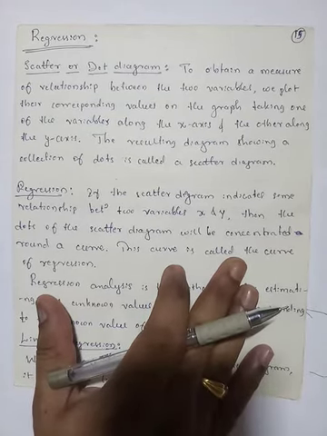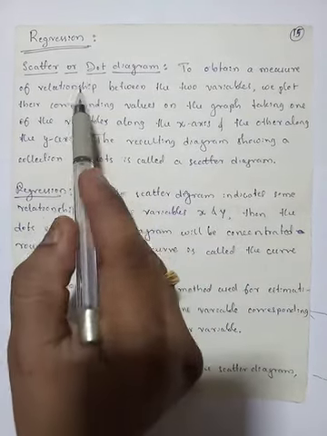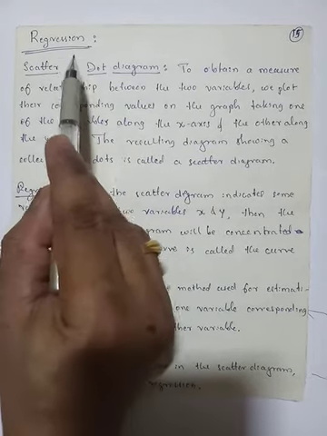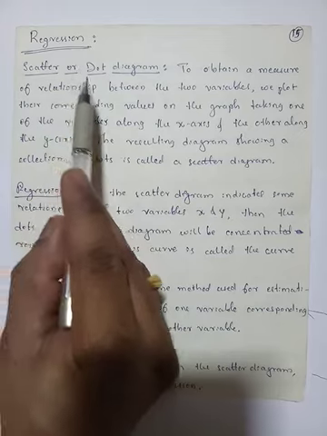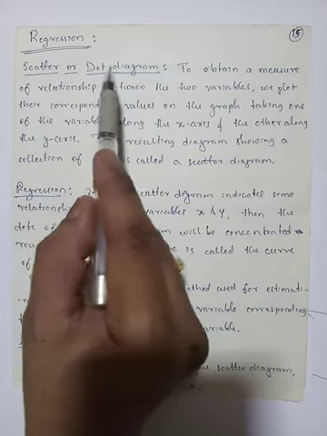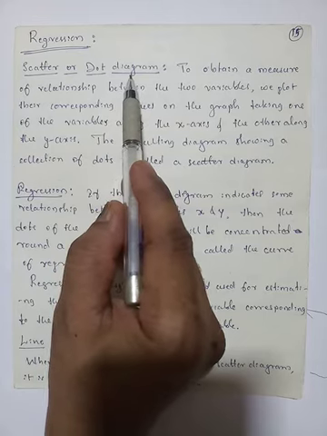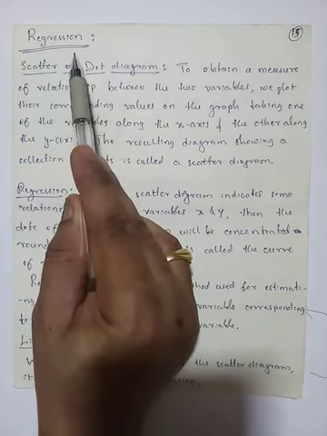Students, now we discuss the next concept, regression. Before taking the definition of regression, we take the definition of scatter diagram or dot diagram. With the help of this definition, we define what is a regression.